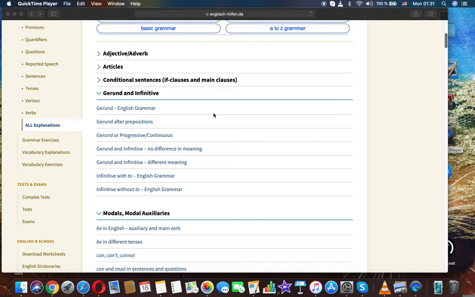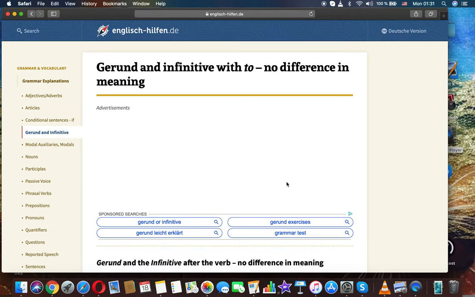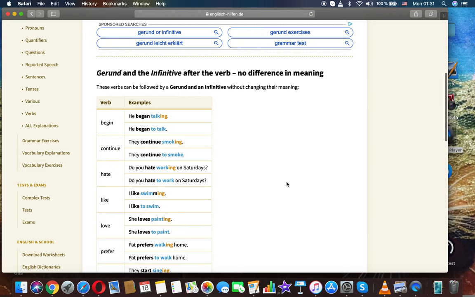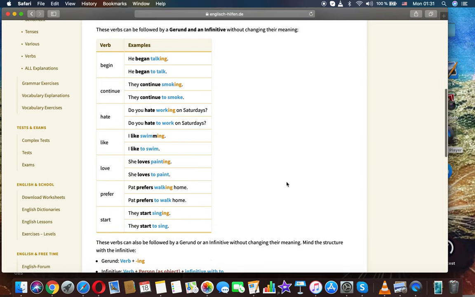Gerund and infinitive, no difference in meaning. These verbs can be followed by gerund and infinitive without changing their meaning.